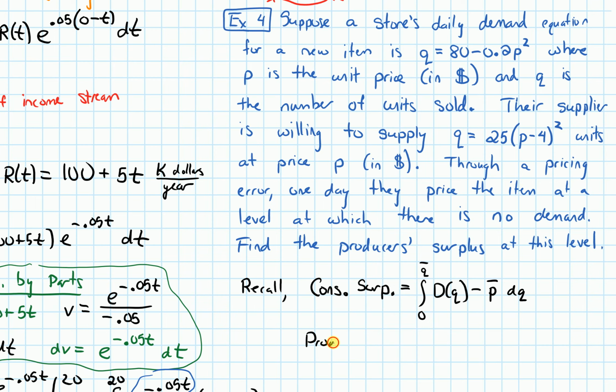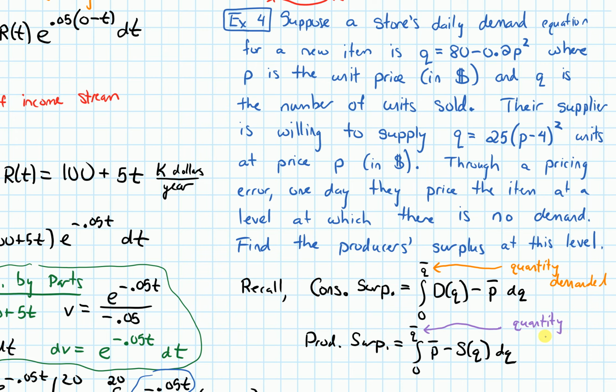Similarly, there's a formula for producer surplus. It's also an integral from 0 to Q bar, but the function is P bar minus S of Q, where S of Q is our supply in terms of the variable Q. In the consumer surplus integral, Q bar refers to the quantity demanded, because that equation uses the demand function, whereas in the producer surplus equation, this Q bar is the quantity supplied, because producer surplus involves the supply function.